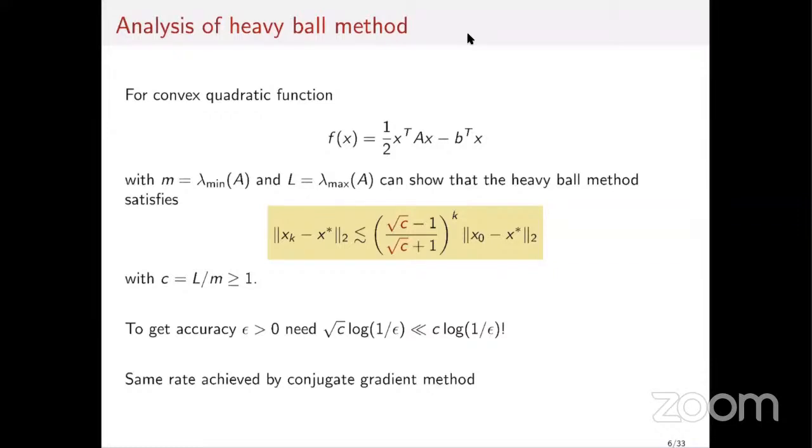In fact, the conjugate gradient method can be seen as a momentum method, but with a very specific choice of tk and beta k that I will not talk about in this lecture, because it's a non-obvious method that requires a bit of development. So I will not cover it in this lecture. But one should keep in mind that the rate achieved by the conjugate gradient method is this rate with the square root of c minus 1 divided by square root of c plus 1.